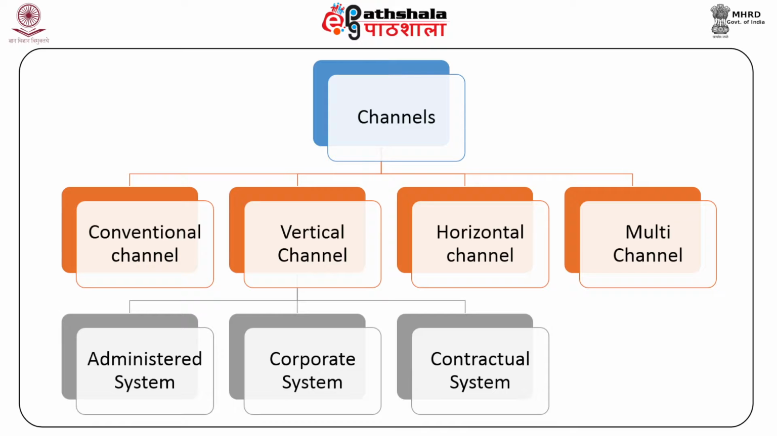Horizontal channel system. In this type of arrangement, when two or more companies do not have sufficient resources and capital to expand their business in the competitive world, then these unrelated companies can go for a temporary venture to expand their business. This is known as horizontal marketing system.